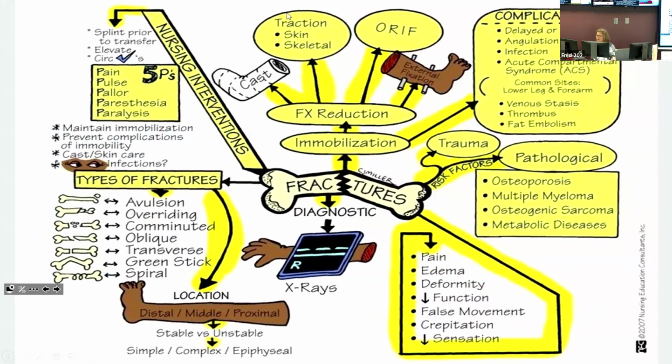And this talks all about ORIF. That would be like your joint replacements and then skin traction. So we're going to go more into these, but here's a nice little graphic on your slides.